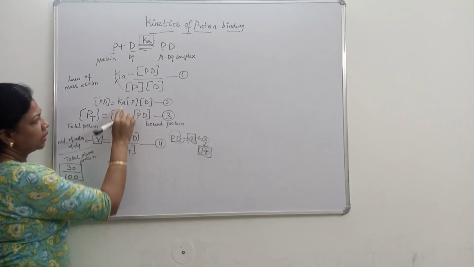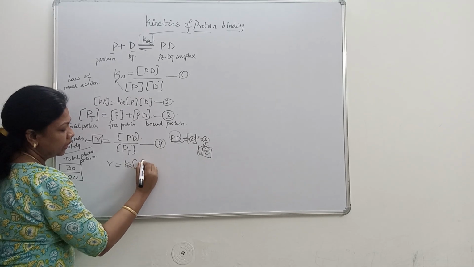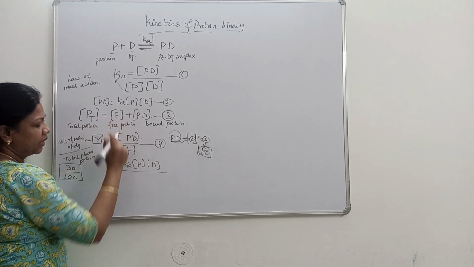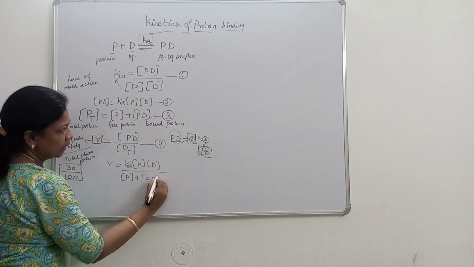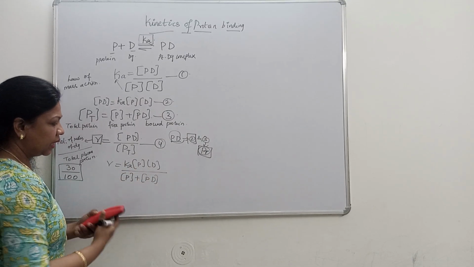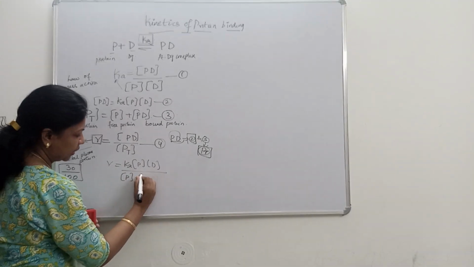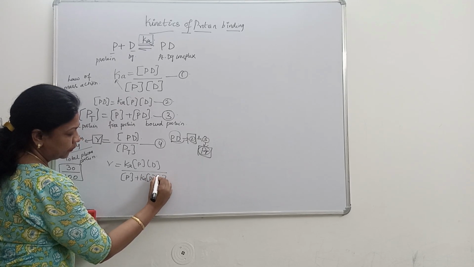So PD can be written, according to equation 2, as Ka into P into D. PT can be written as P plus PD. But PD is already Ka into P into D. So this PD also can be written as Ka into P into D.